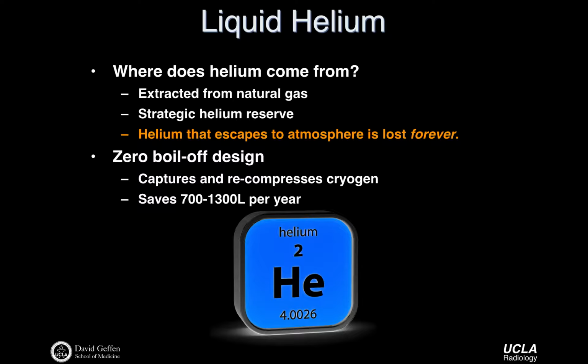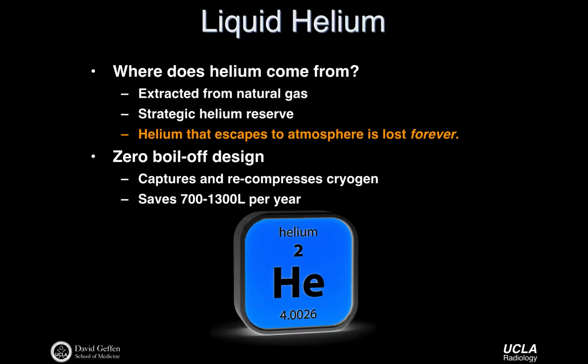Helium is interesting, though, right? So you ask the question, where does helium come from? Here on planet Earth, it's extracted from natural gas. We have a so-called strategic helium reserve somewhere in Texas. Somewhere around World War II, they identified that this is a strategic element or material, and we should have a reserve of this. So there's, I don't even know, tens of millions of liters held in big tanks somewhere in Texas. The interesting thing is that helium that escapes the atmosphere is lost forever.